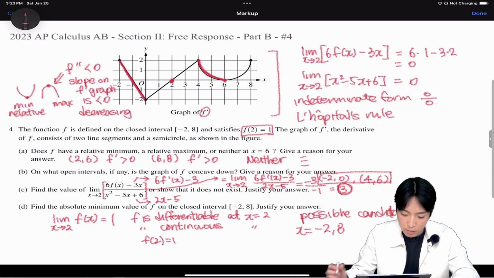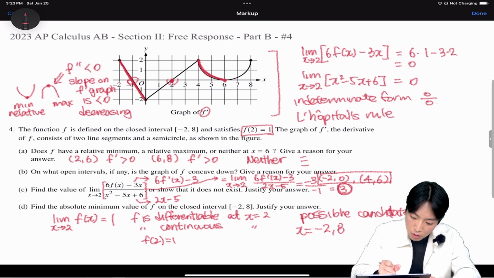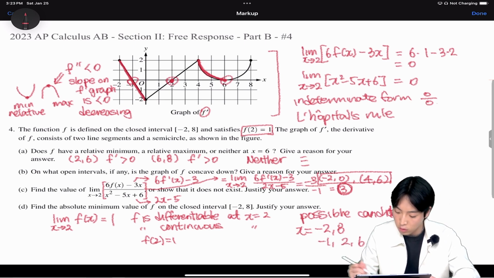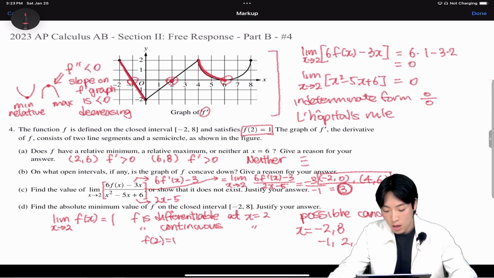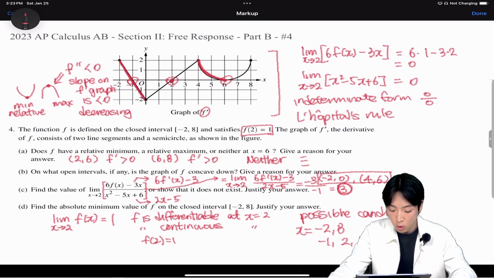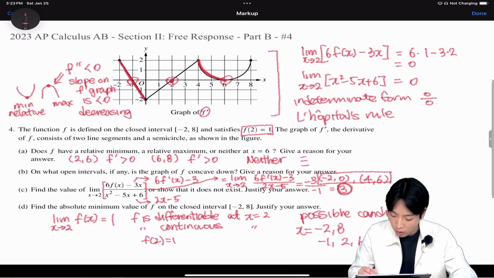So when is our f prime 0? That will be here -1, 2, and 6. So -1 and 2 and 6 also becomes our possible candidates. And from part A, we can eliminate 6 as a candidate because in A, we proved that this 6 is neither relative minimum or relative maximum. So it cannot be an absolute minimum. So 6 we're going to get rid of.